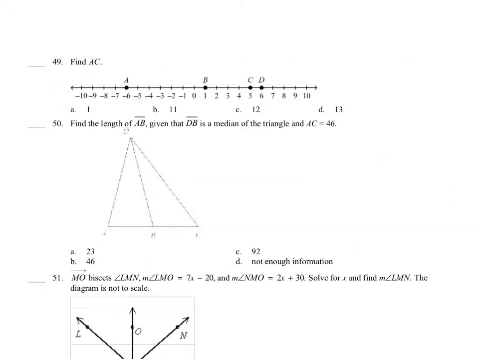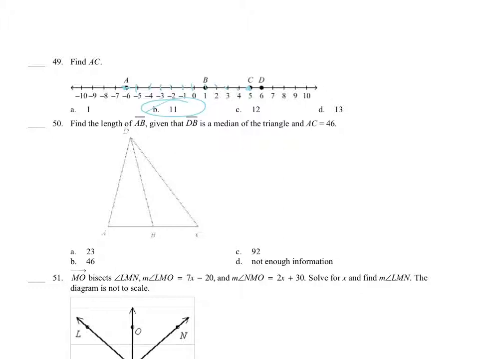Okay, find AC. Well, here's A. Here is C. How many units is it away? Actually, we could just count that. 1, 2, 3, 4, 5, 6, 7, 8, 9, 10, 11. B.